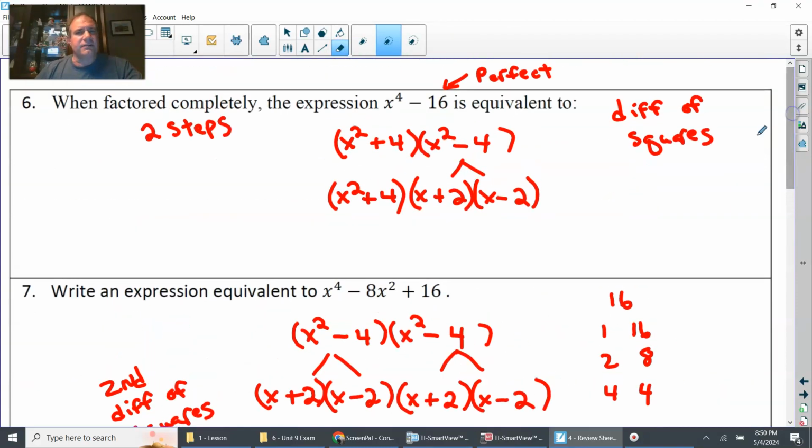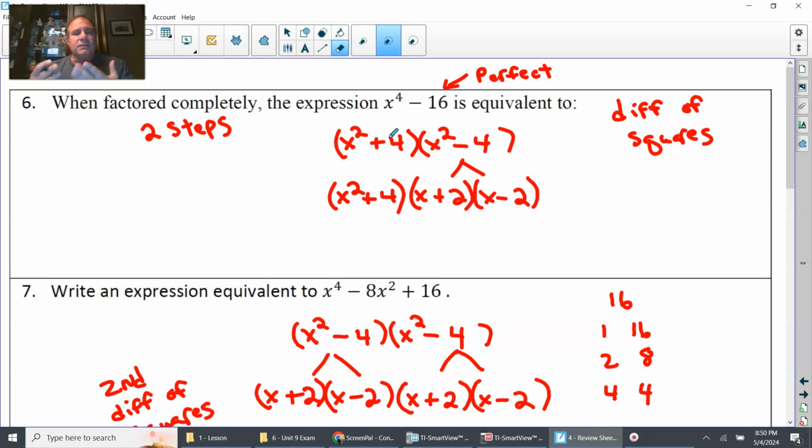When it says factor completely, this is the same thing. Factor completely, 2 steps. X squared times x squared is x to the 4th. 4 times negative 4 is negative 16. Then you have the difference of squares on the right-hand side with the x squared minus 4.